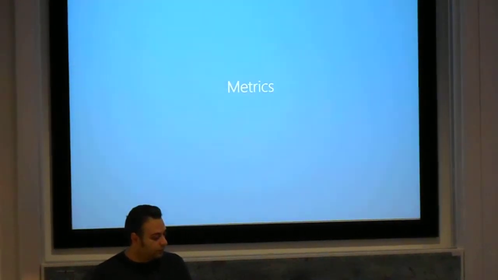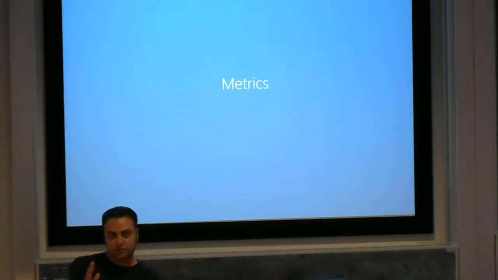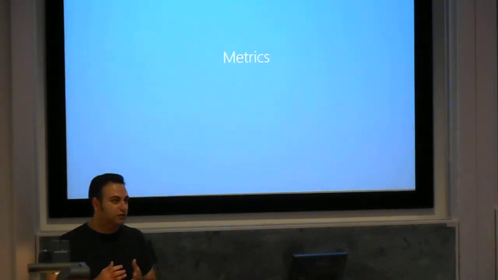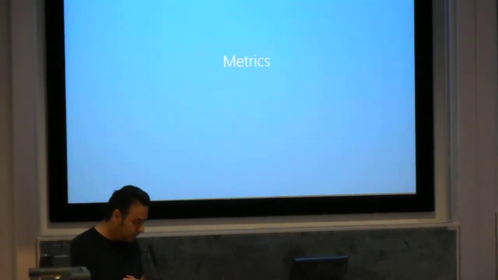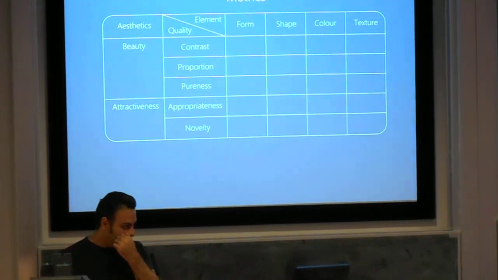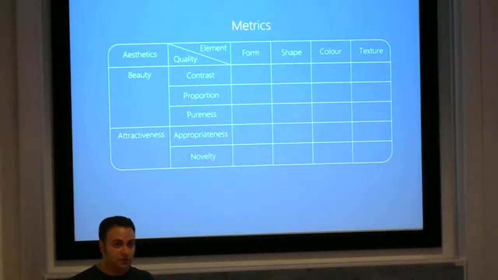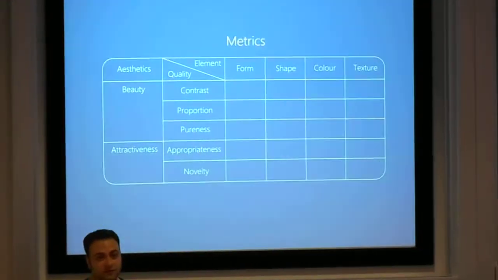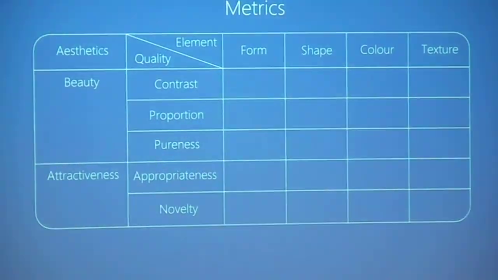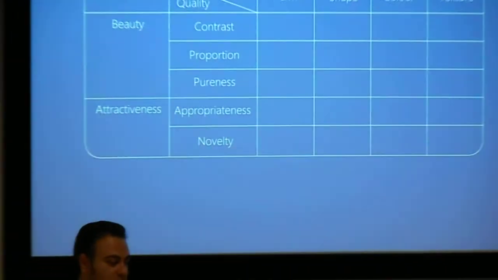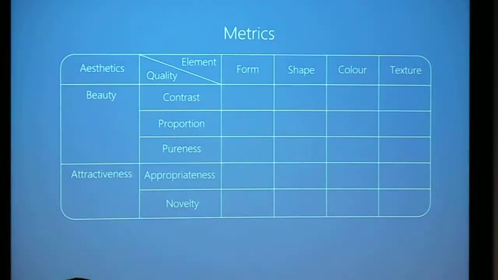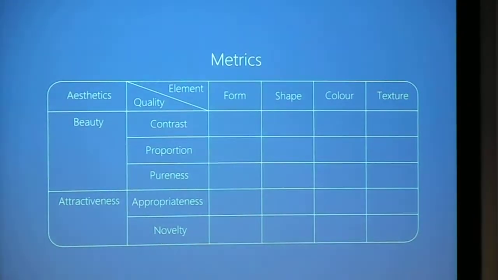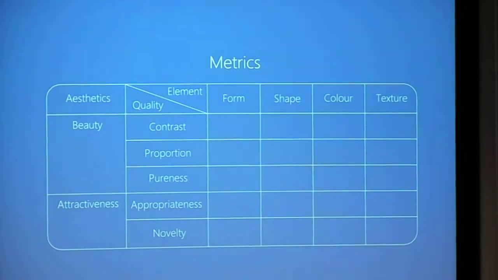So, in order to implement those qualities, we need something that we call metrics. What is a metric? Metrics are generated when a design element faces a steady quality, right? For example, proportion in shape or pureness in color, novelty in form, right?